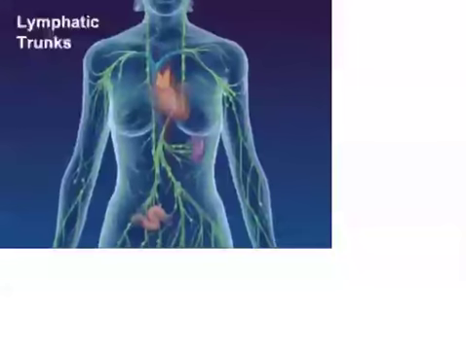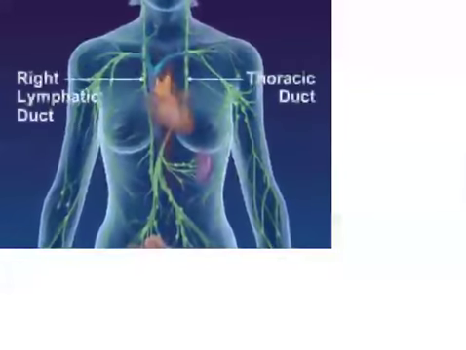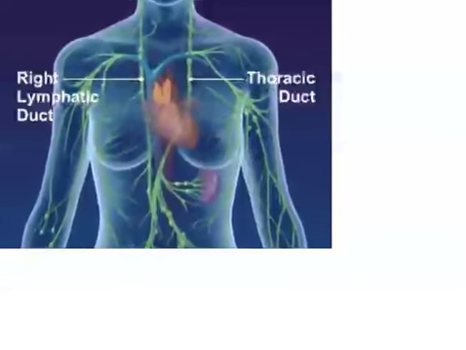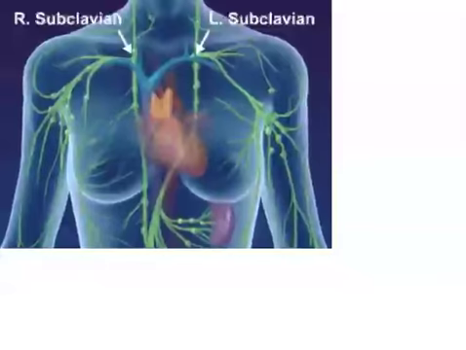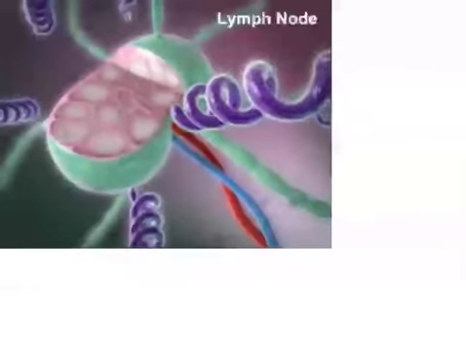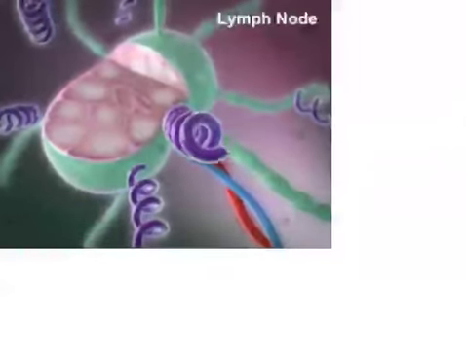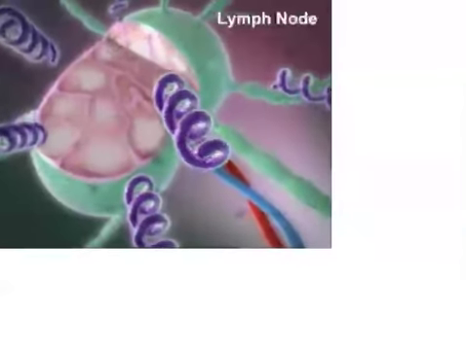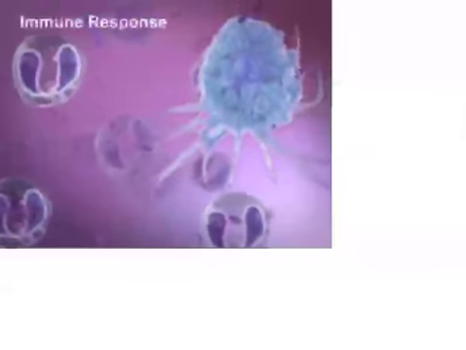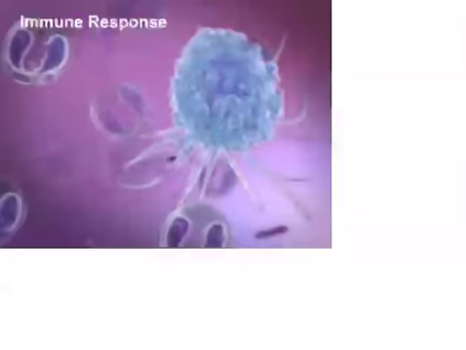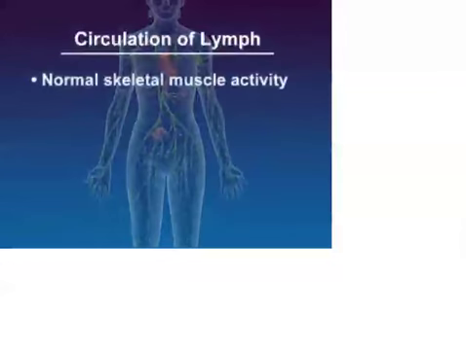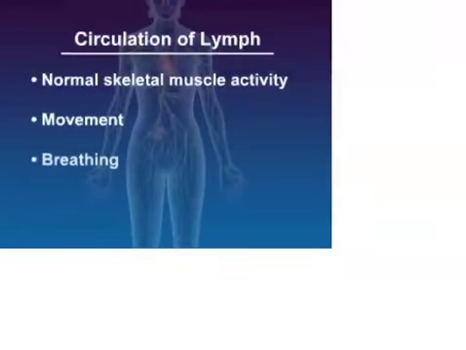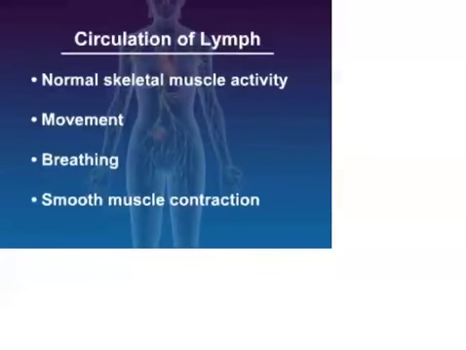Lymphatic vessels unite to form lymphatic trunks. These empty into the thoracic duct and right lymphatic duct, which then empty into the right and left subclavian veins. Lymph nodes produce lymphocytes, which help develop immunity to disease. Any foreign substance that enters the lymph node stimulates the immune response and macrophage activity. Circulation of lymph is maintained by normal skeletal muscular activity, movement, breathing, and smooth muscle contraction.